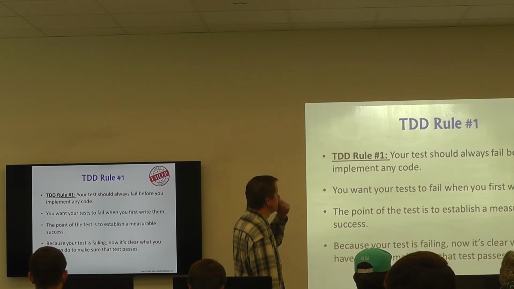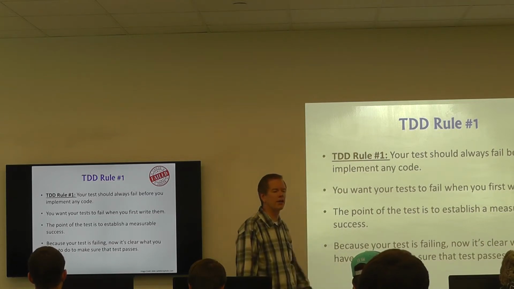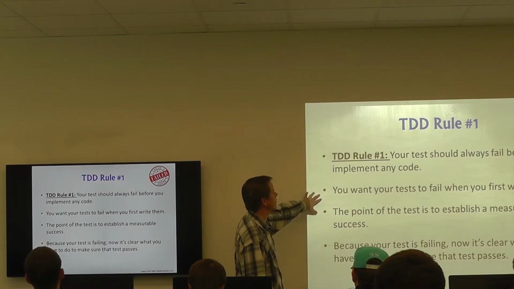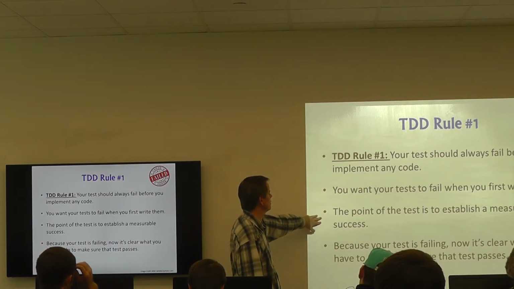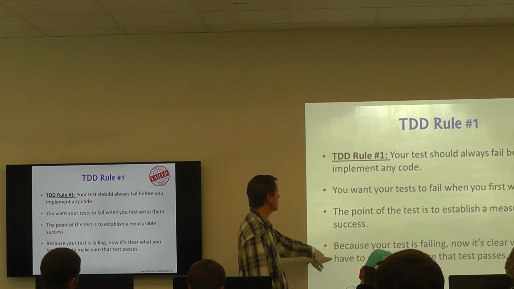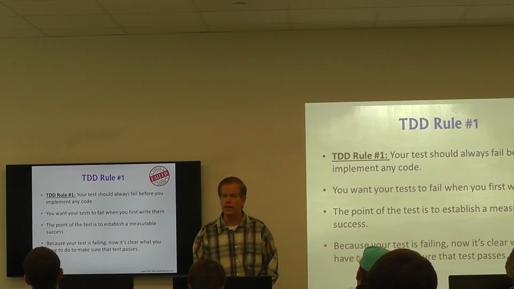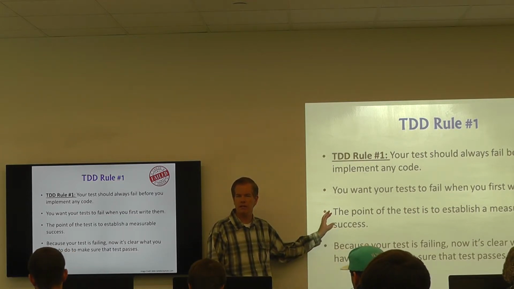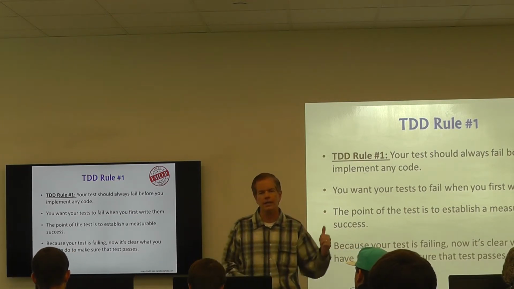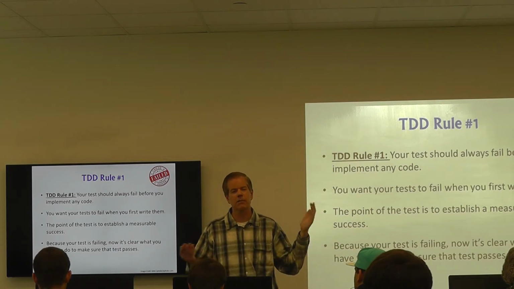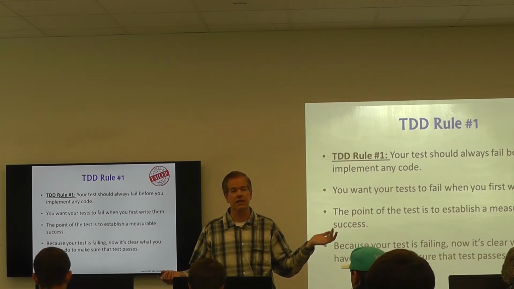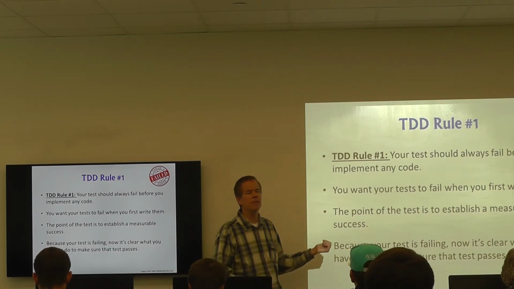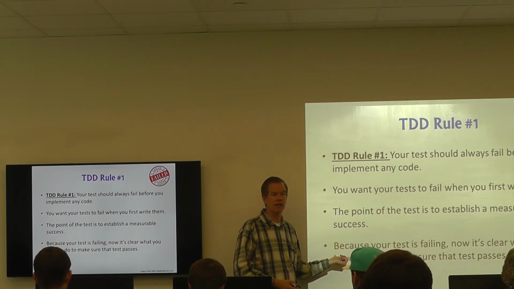Okay? Rule number one, your test should always fail before you implement any code. If it passes, then you're doing things out of sequence. Okay? You want your test to fail when you first write them. The point of the test is to establish a measurable success. And because your test is failing, now it's clear what you have to do to make that test pass. So when you're developing your code after you've already developed your test case, the whole purpose for developing that code is to get that test case to complete successfully. Okay? So now you've got a new goal for when you're coding. I want my test case to run correctly.